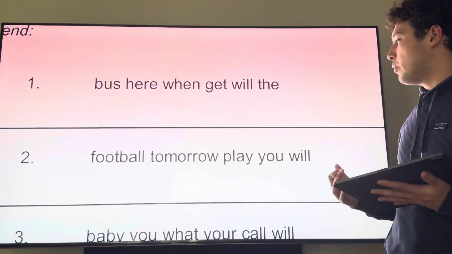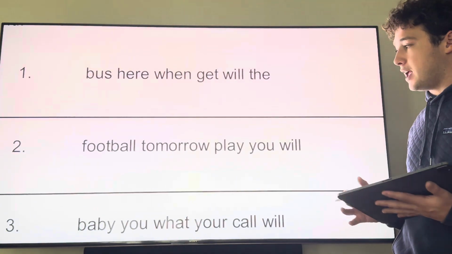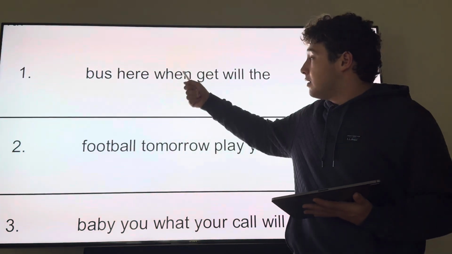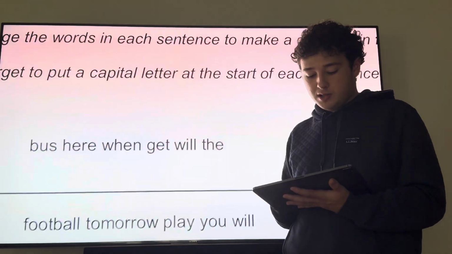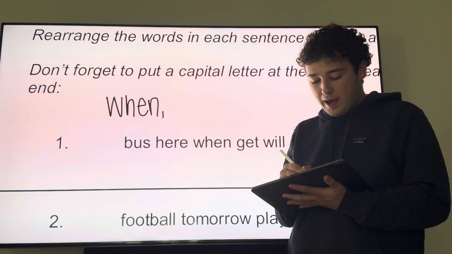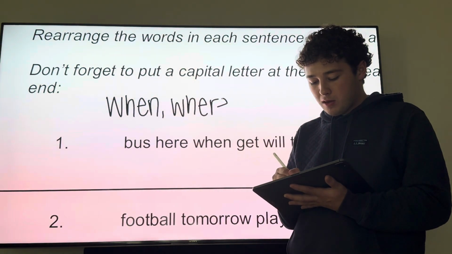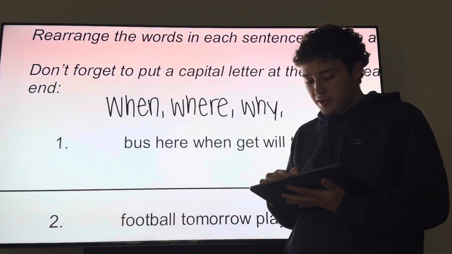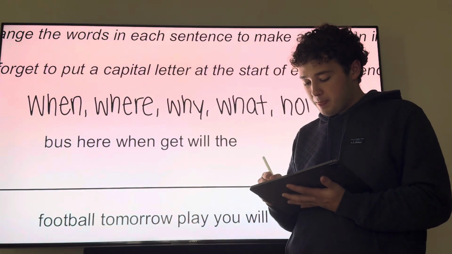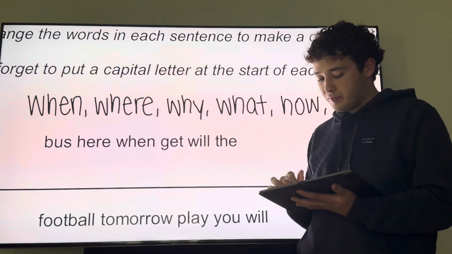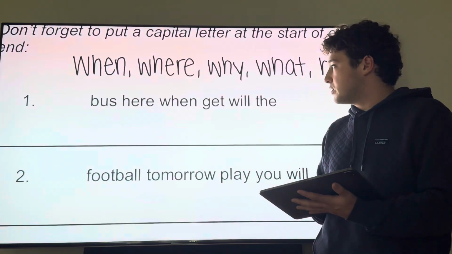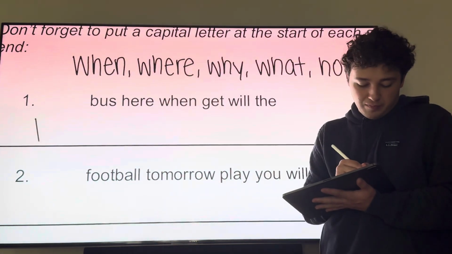So you always start, as we discussed earlier in our video on past tense, with a question word. So when would have to go first. The question words, to remind you, are when, where, why, what, how, and who. These are the ways to start the questions in the sentence. So where do we see one? Here, with when.